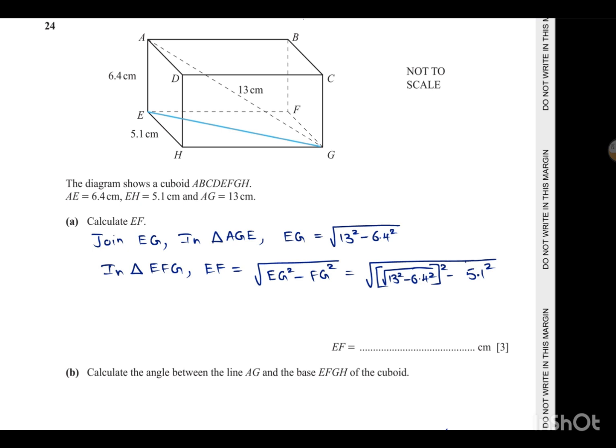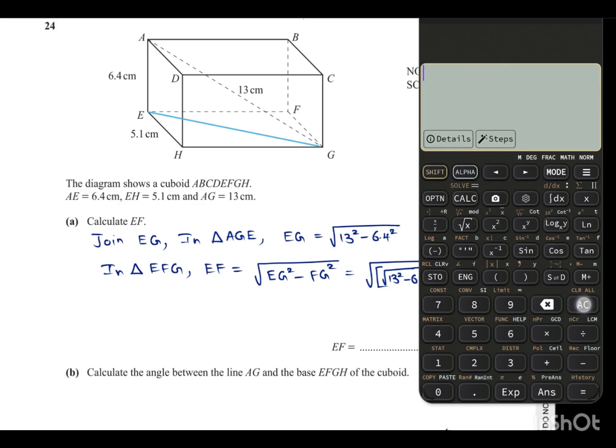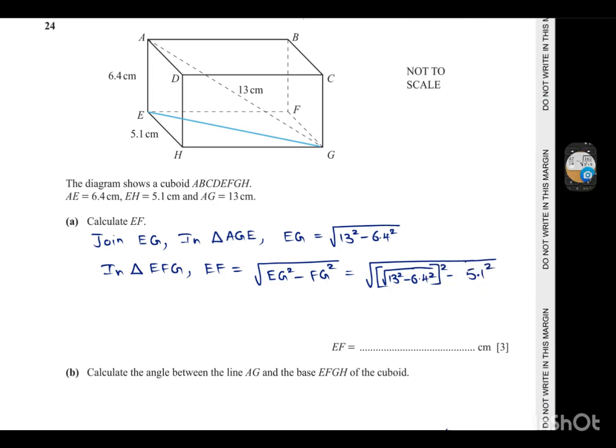So put this whole thing in the calculator. You can see that there is a square root with a square, so you can cancel out and put this in the calculator. So you have to write 13 square minus 6.4 square minus 5.1 square. So it is 10.1000. So this is the answer, 10.1 centimeters.